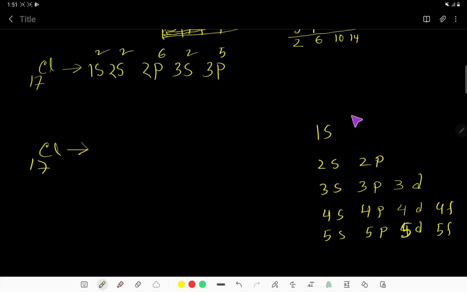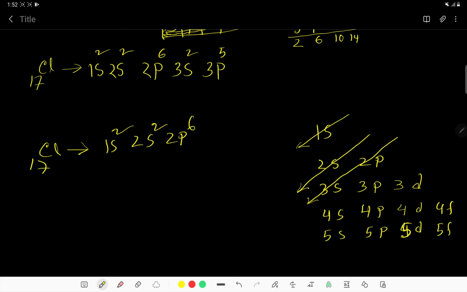However, to write the electron configuration of chlorine, look, at first we have to place here 1s2, then 2s2, then 2p6, then 3s2. Now count 2, 4, 10, 12. After 3s2 we have here 3p. So 12 plus 5, 17. So this is the electron configuration of chlorine, right?